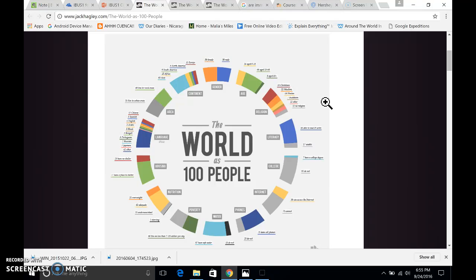What about language? If the world were 100 people, 12 would speak Chinese, 5 would speak Spanish, 5 would speak English, 3 would speak Arabic, 3 would speak Hindi, 3 would speak Bengali, 3 would speak Portuguese, 2 would speak Russian, 2 would speak Japanese, and 62 would speak other languages.